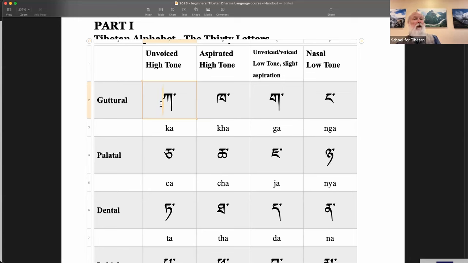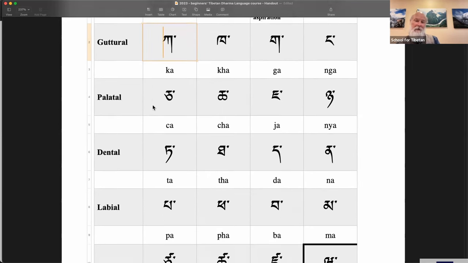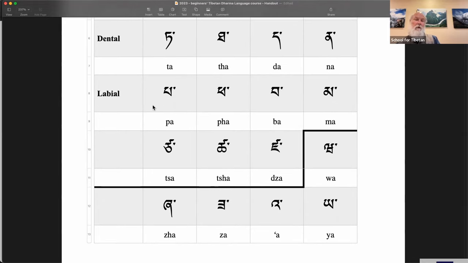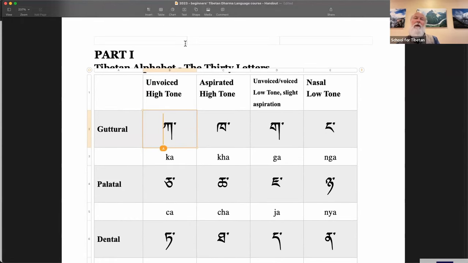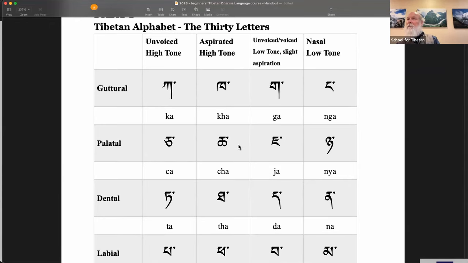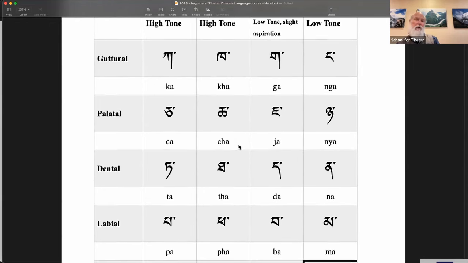Okay. Earlier I said that these letters are all consonants, let's say. That is not entirely true, to be honest. But at least the letters that you see above this black line, if you're interested, I can send you these materials. This is generally the handout that I use for beginners language courses.